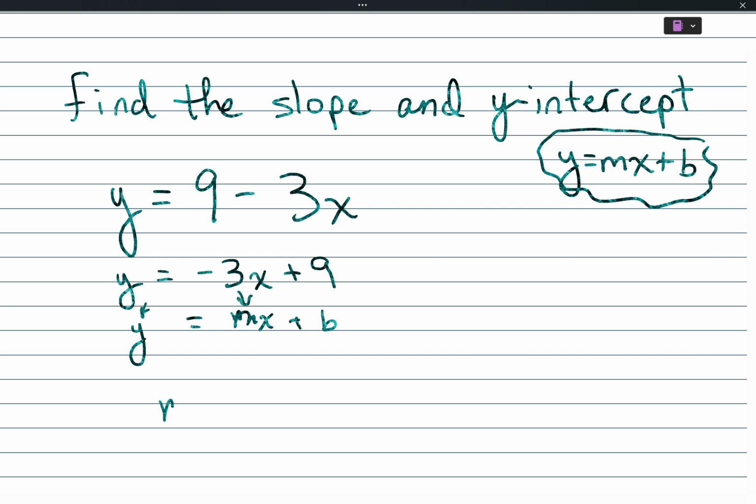So we know that the slope is negative 3 and the y-intercept is going to be the 9, the b. So 0 comma positive 9. So y equals mx plus b, we have the slope and the y-intercept. Sometimes they'll try to trick you and rearrange things, but you know and I know that the number in front of the x is the slope and the integer that's by itself, that 9, is the b, as long as you solve for y.